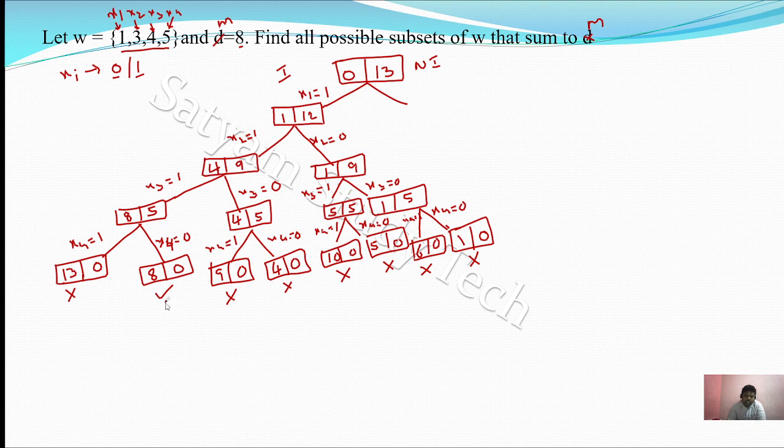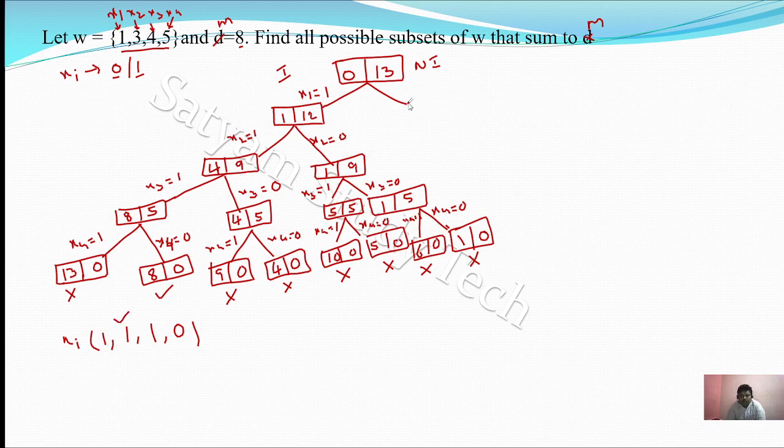So in this case there is only one solution. That solution is: x1 is included, x2 is included, x3 is included, x4 is not included. You can see the first one is included, second one is included, third one is included, so 1 plus 3, 4, plus 4, 8. So this is one solution.